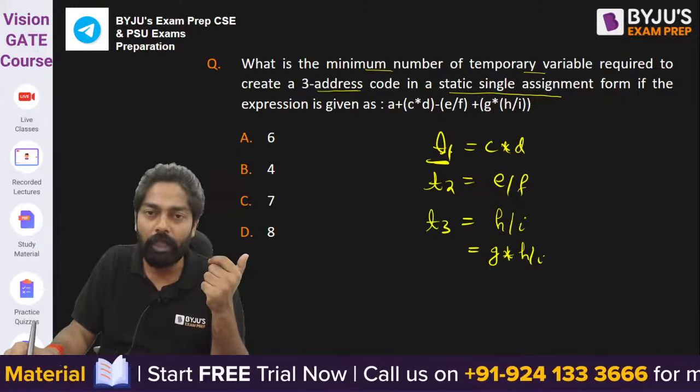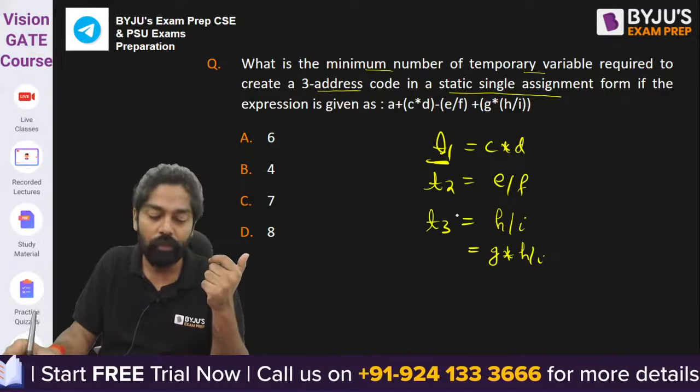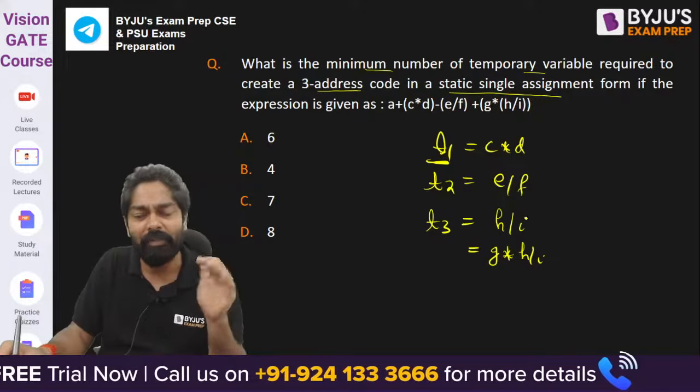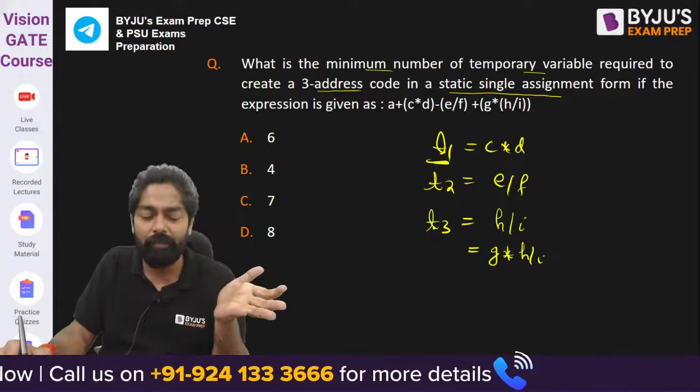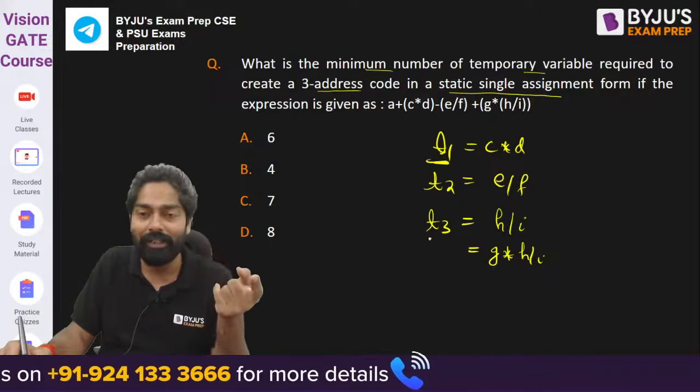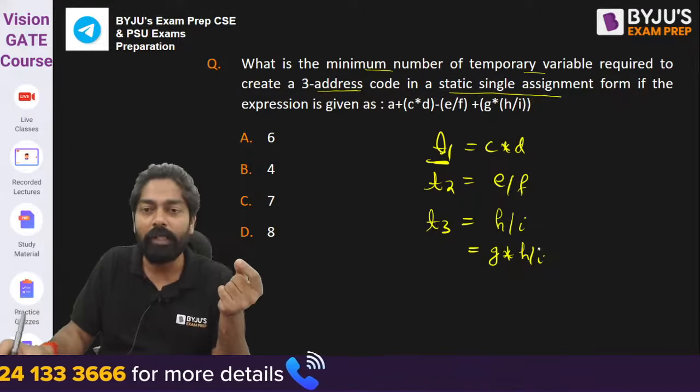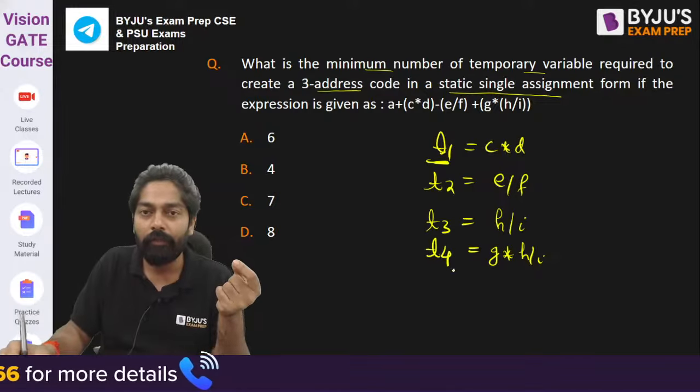Are you getting my point? T1 you cannot use in future, in left hand side. In right hand side you can use any number of times, but in left hand side you can use only once in static single assignment. Now G into H by I, so I need to take T4, my dear friend.